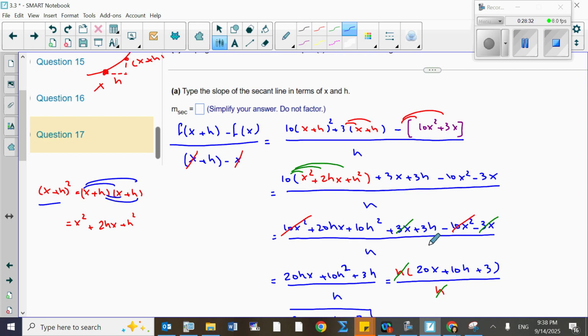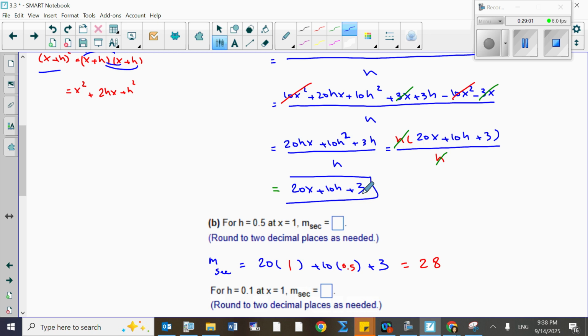What do you see? What are the terms that you can cancel here? 10x squared and negative 10x squared, 3x and 3x. And you're left with this expression. Also, I see that h is in common between all these, and I have an h in the denominator. So I factored h out, and I have 20x, 10h, and 3. The h is going to cancel from top and the bottom, and this is what you have here.